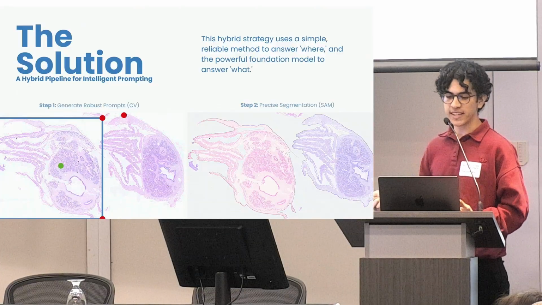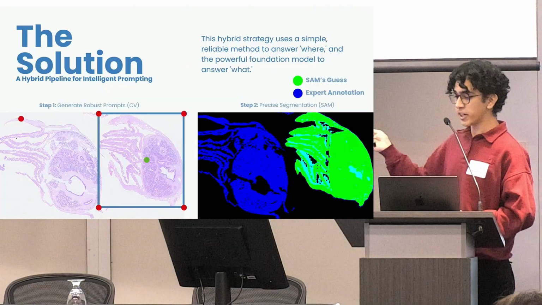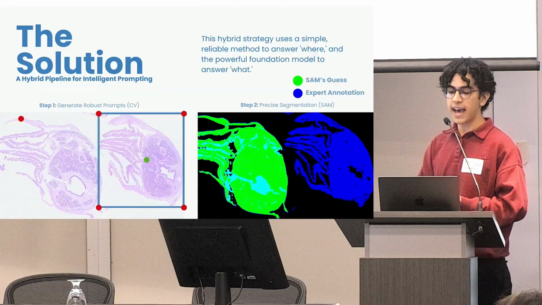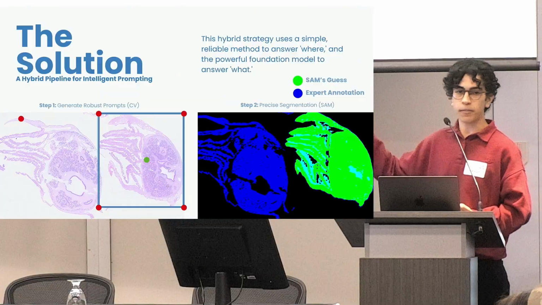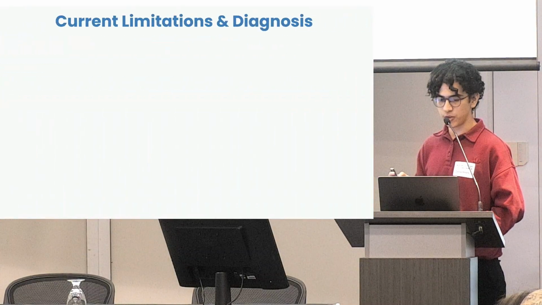producing a precise outline. So here we have a direct comparison where we can see in blue the expert's ground truth, their annotation, and in green is the guess made by our model. So we were able to solve that segmentation issue.